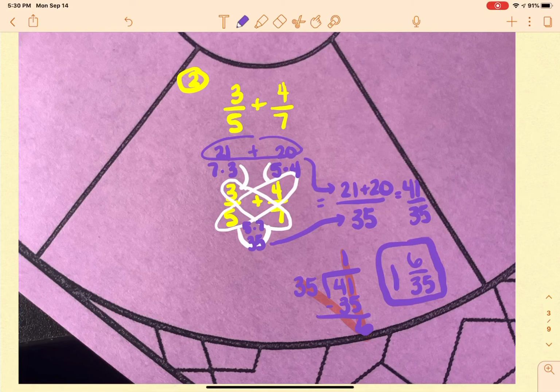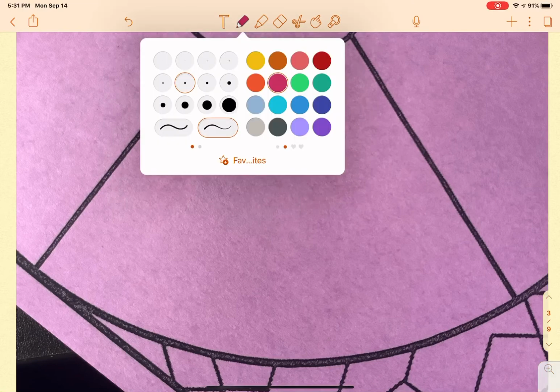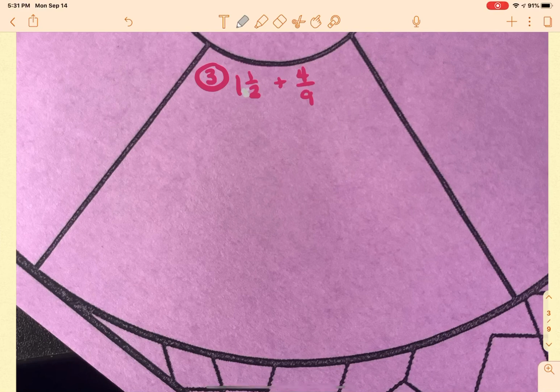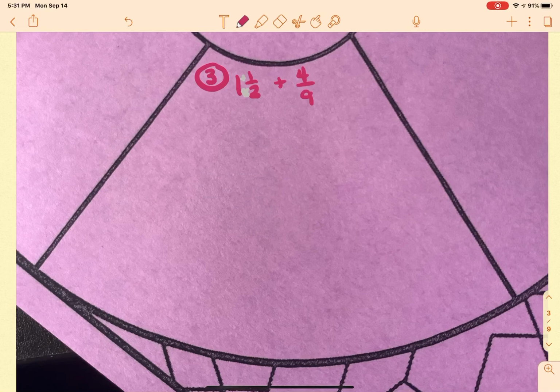Okay, we got 2 more. So I'm going to go to the next part of my circle. So number 3. 1 and 1/2 plus 4/9. Now, I know I need to move my fraction down a little bit, and that's fine, but I have this part that I'm going to need to deal with. And I'm going to have to make that improper. So 2 times 1 is 2, plus the 1 on top is 3. So 3 over 2 plus 4 over 9.